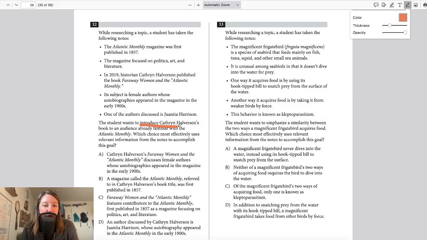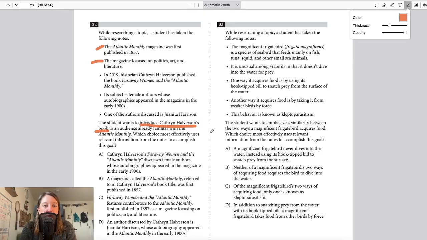So we're introducing Katherine Halverson's book to someone who already knows the Atlantic Monthly. So we know we don't need to explain what the Atlantic Monthly is. So already looking at the notes, the first one explains what the Atlantic Monthly is. We get it. We already know. We don't need to use that. 2, the magazine focused on politics, art, and literature. Same deal. We already know that, right? If we're the audience, we already know that.